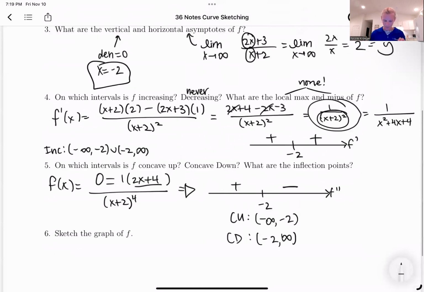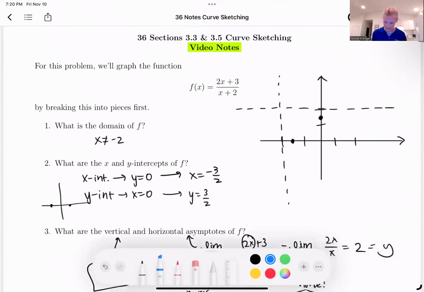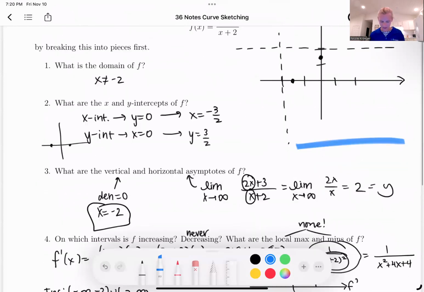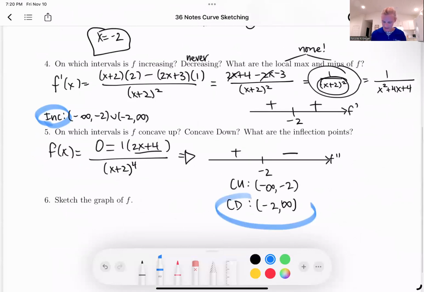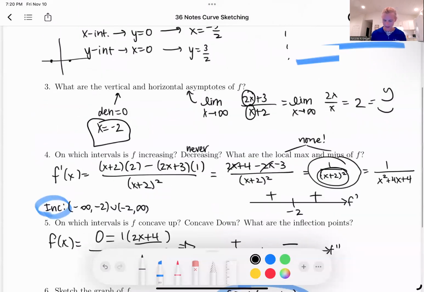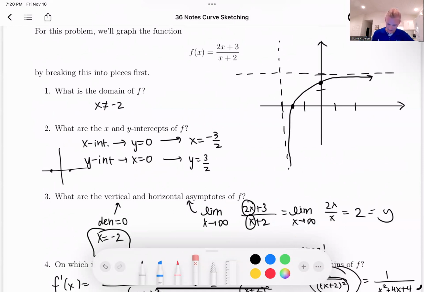Okay, so let's see what we have here. Let's actually look over here because we've got 2 points over here. So for values bigger than -2, my function is increasing and concave down, okay? And I need to connect those dots and deal with the asymptotes. So if I deal with the asymptotes, if I connect the dots like this, it is increasing and it is concave down. So that looks like my graph here.